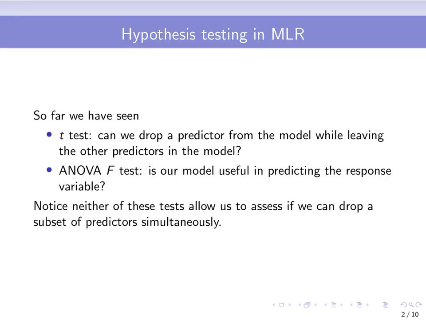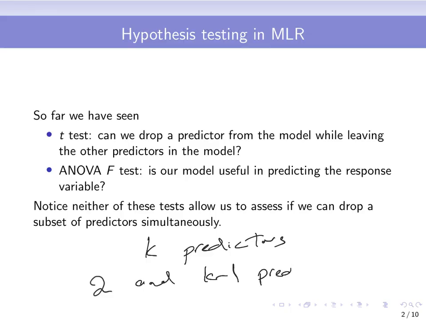the predictors simultaneously. So if you have k predictors, and let's assume we are working with just first-order models, the question is, if you want to drop between 2 and k minus 1 predictors, what can we do? Because the t-test and the ANOVA F-test will not allow us to assess if we can drop between 2 and k minus 1 predictors.